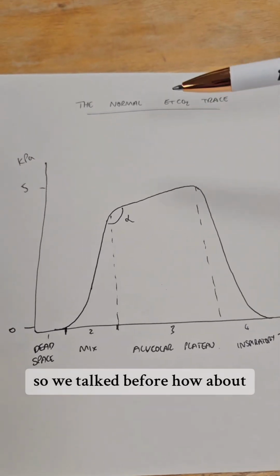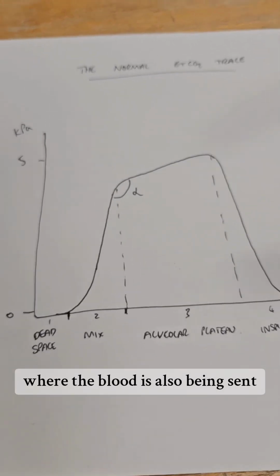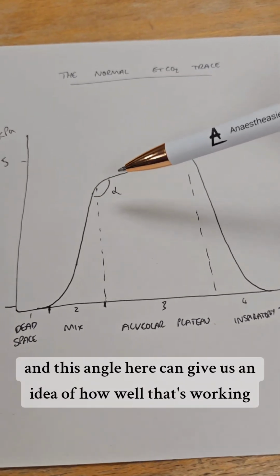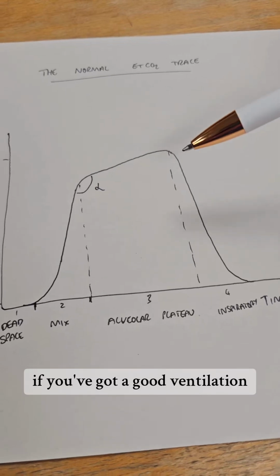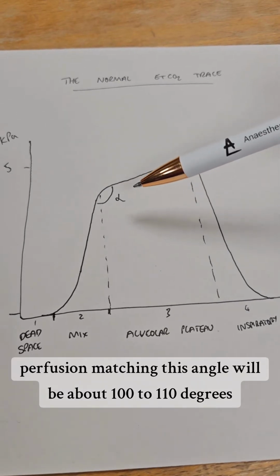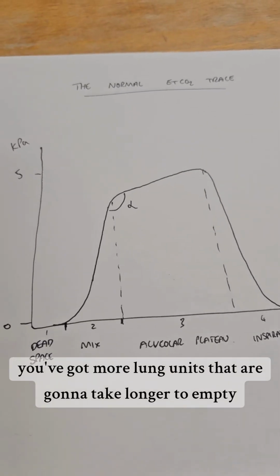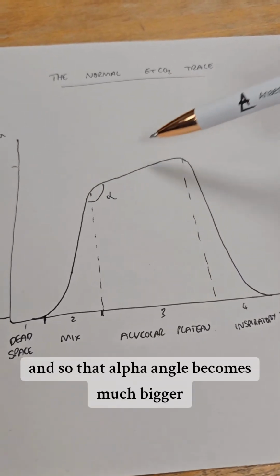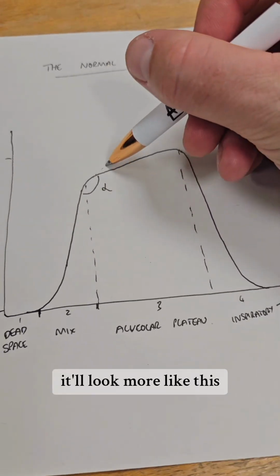So we talked before about the lungs having to coordinate sending the gas to the areas of the lung where the blood is also being sent. You have to match the ventilation and the perfusion, and this angle here can give us an idea of how well that's working. So in general, in healthy lungs, if you've got a good ventilation perfusion matching, this angle will be about 100 to 110 degrees. If you've got COPD or asthma, you've got more lung units that are going to take longer to empty. So as a result, this becomes steeper, and so that alpha angle becomes much bigger. We're talking more than 110 degrees. It'll look more like this.